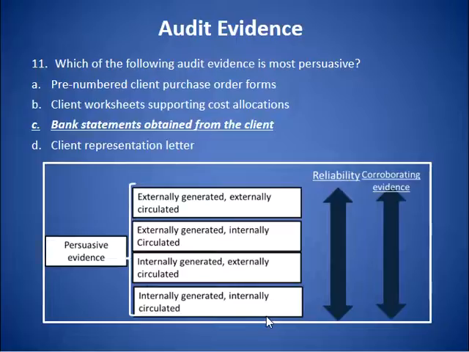We're left with C then as the most obvious choice, but we can also justify it: bank statements obtained from the client. These would be externally generated, and internally circulated. So these would be, if you will, level number 2. So these would be the most persuasive out of all 4 examples. Let's go ahead and take a look at now question number 12.